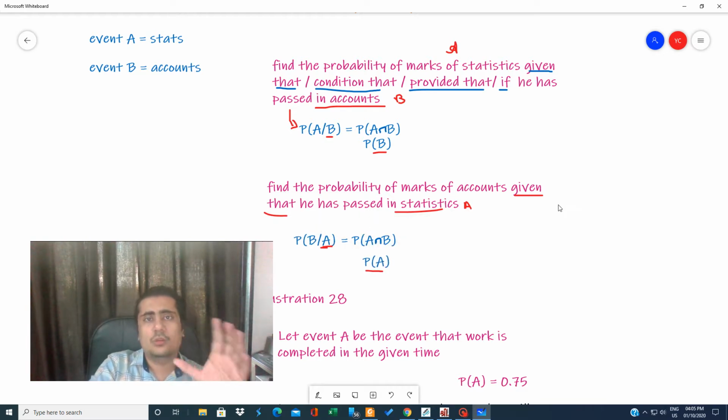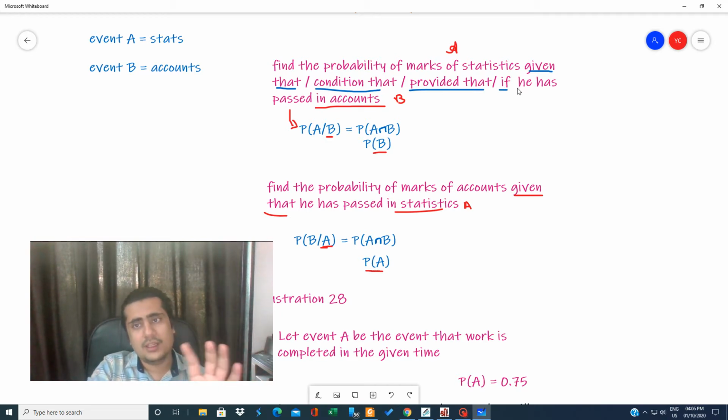Now when you want to know what is the denominator or what is the numerator, you have to search for a keyword in the question. Keywords are like given that, condition that, provided that, if. The sentence which follows such keywords, say for example, given that he has passed in accounts. So he has passed in accounts is following the given that. Now what is accounts? Accounts is B. So B is the condition and the condition should be in the denominator.